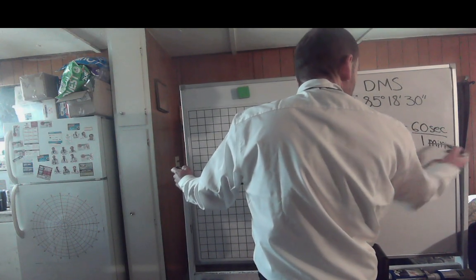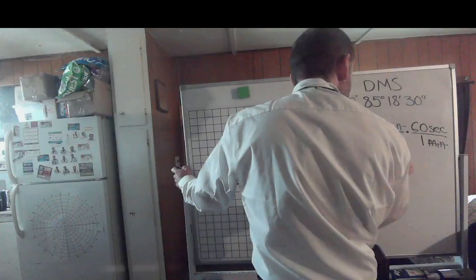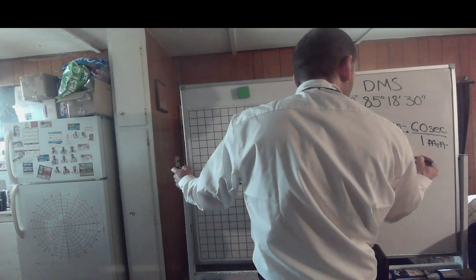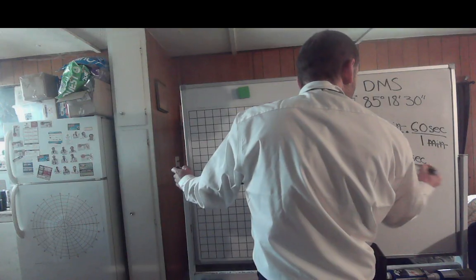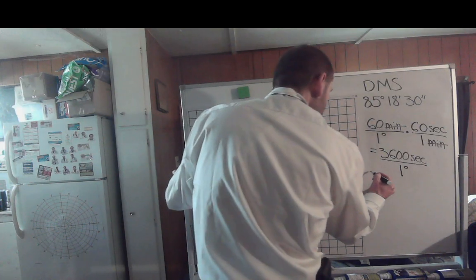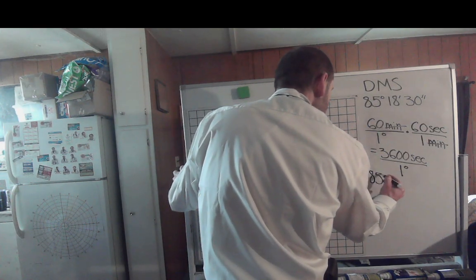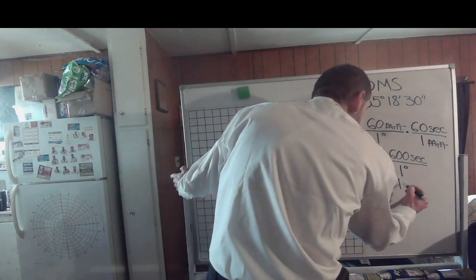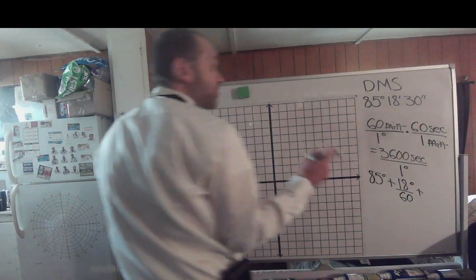So your minutes will cancel out. You'll end up getting 3,600 seconds in 1 degree. So here's how you're going to do this. You're going to take that 85 degrees plus, we know that 18 minutes is 18 out of 60 degrees, plus then you have that 30 seconds, so that's going to be 30 out of 3,600 degrees.